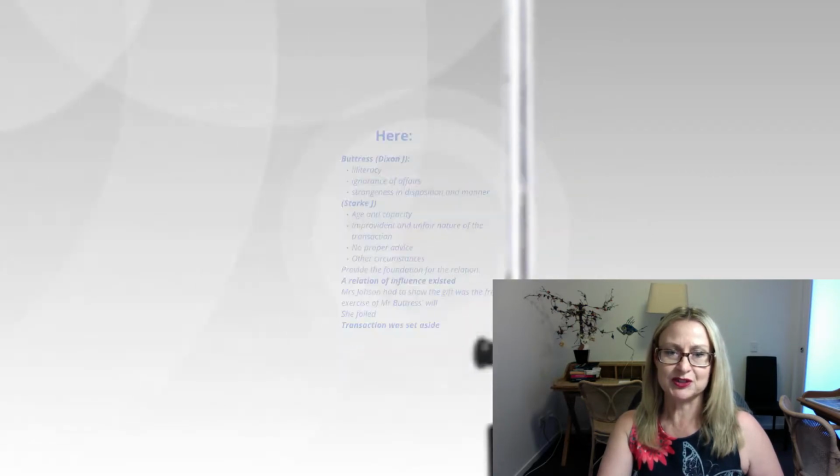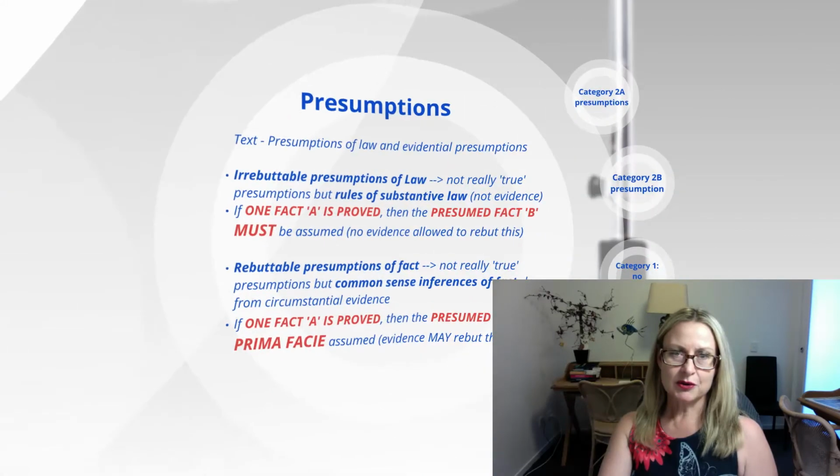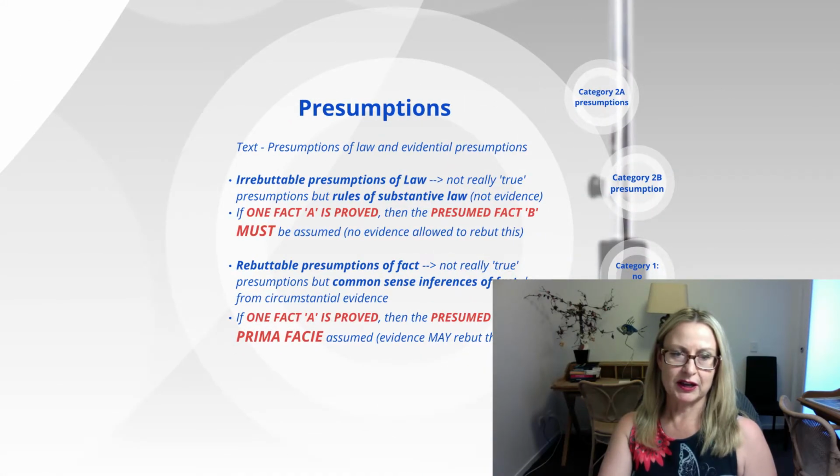So the transaction was set aside. So let's go and have a little look at presumptions. The text does go on about this. I'm not sure that it's terribly clear, so I'll quickly run through it here. You've got two presumptions that you need to consider when you're talking about undue influence.